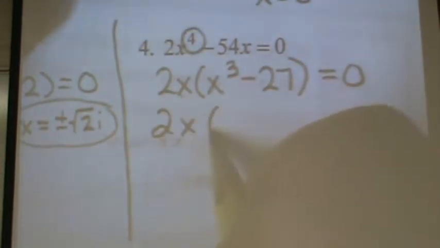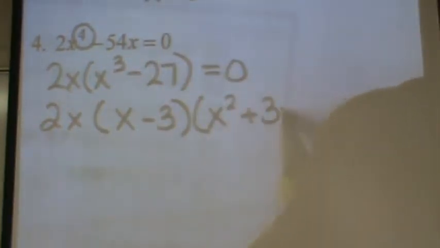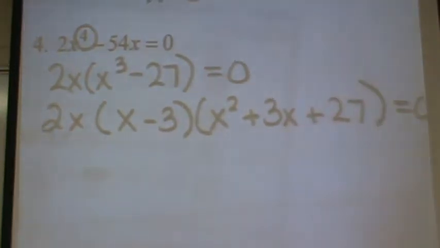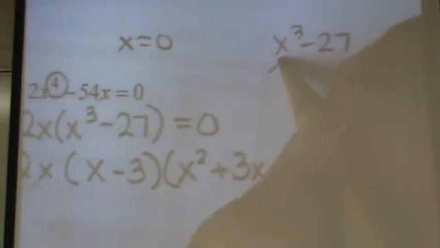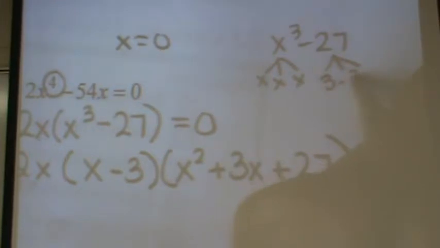Okay, how do I factor x cubed minus 27? Then what? You guys remember this? No. Not ringing a bell. Here, x cubed minus 27. Anyone know what this is called? The difference of 2 perfect cubes.